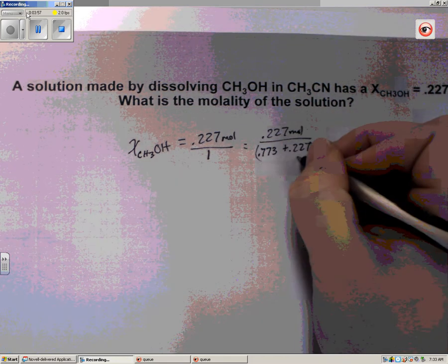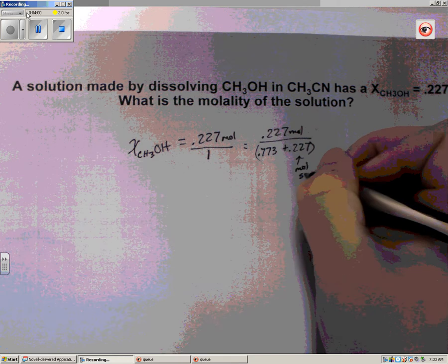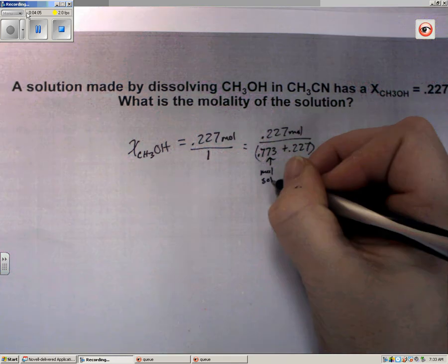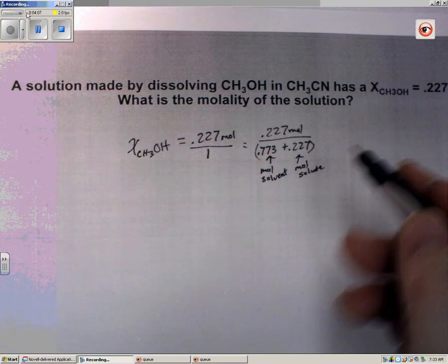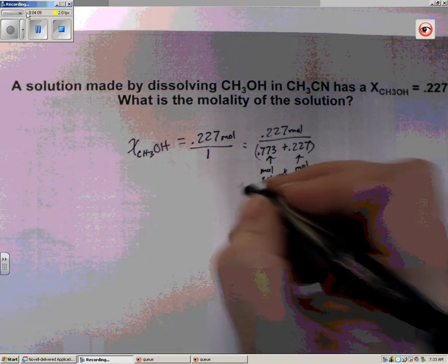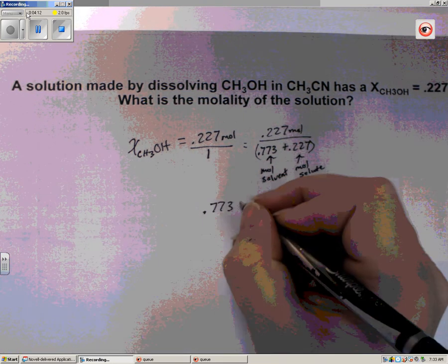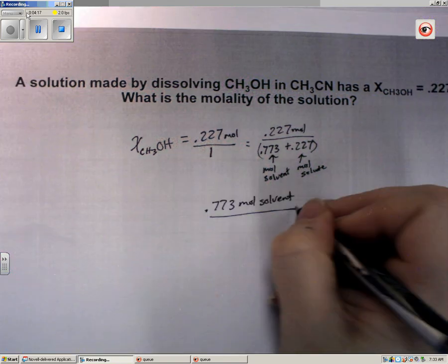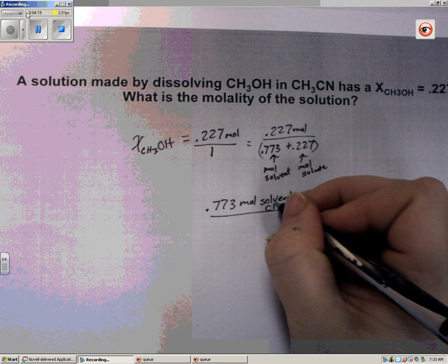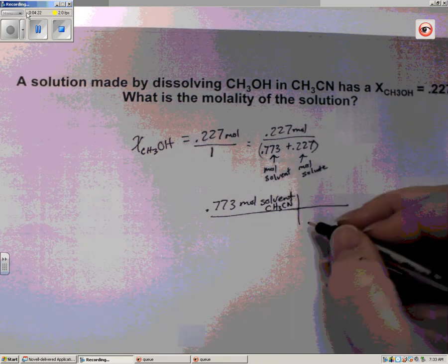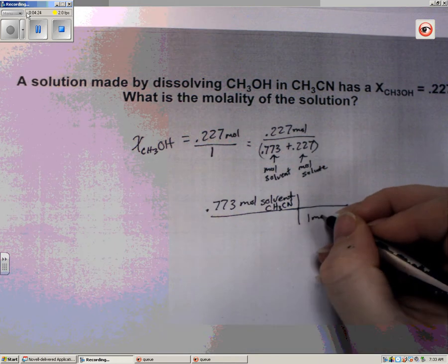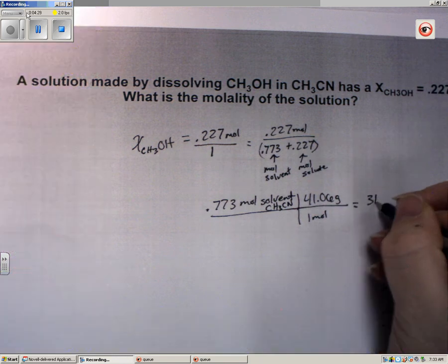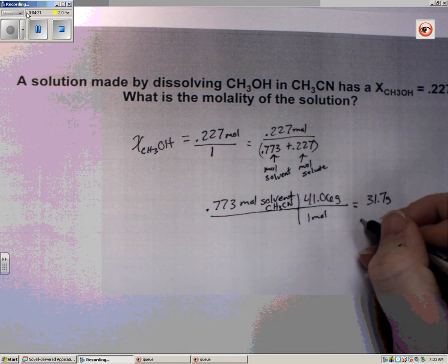So now I know the moles of solute and the moles of solvent. And that's going to become important when we're converting to molality. So if I have 0.773 moles of solvent, and our solvent is that methyl cyanide, we can convert that. In 1 mole there are 41.06 grams. And so that's 31.7 grams. For molality, we're going to need that in kilograms.